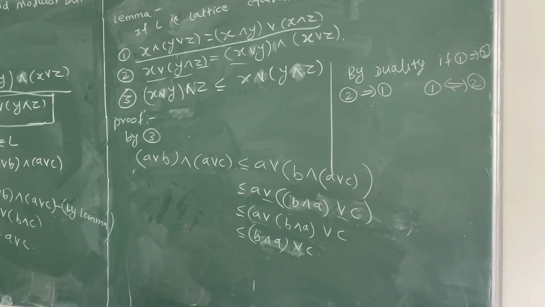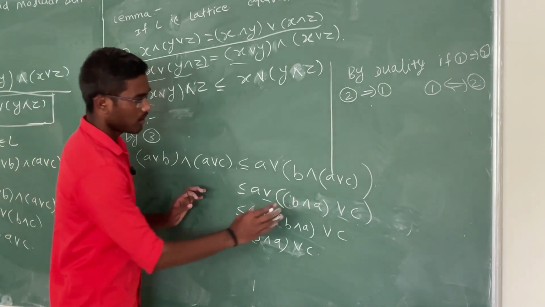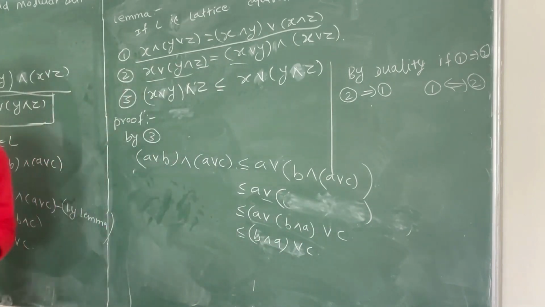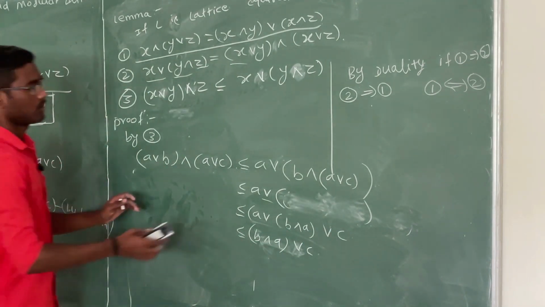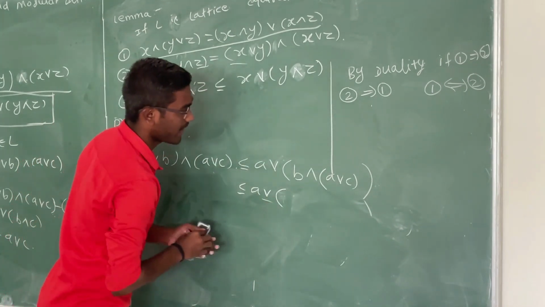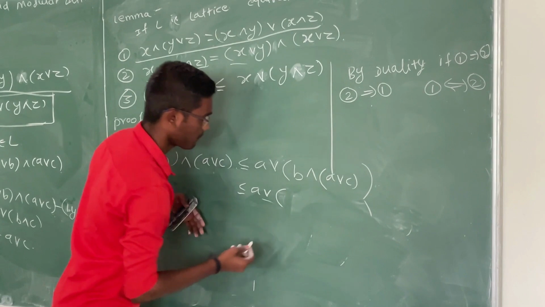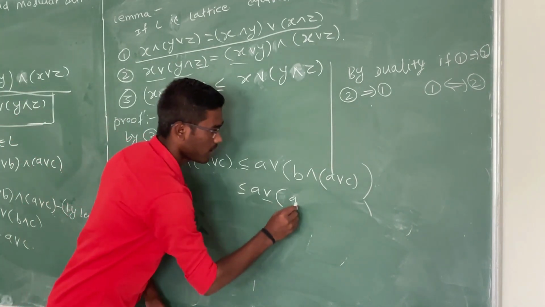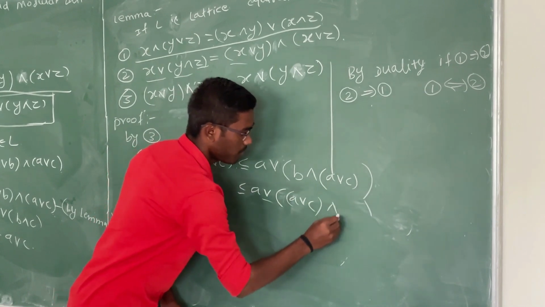We have to prove that it is A join B meet C. Where is your A join? Sir, I think we have to interchange this, and then we can apply the third one. If we interchange this bracket, first you write that as A join C meet B. Yes, A join C meet B.